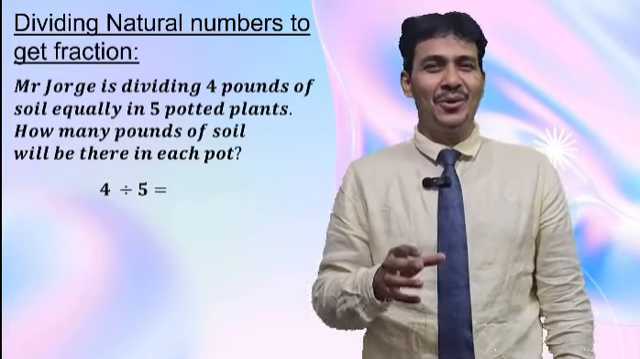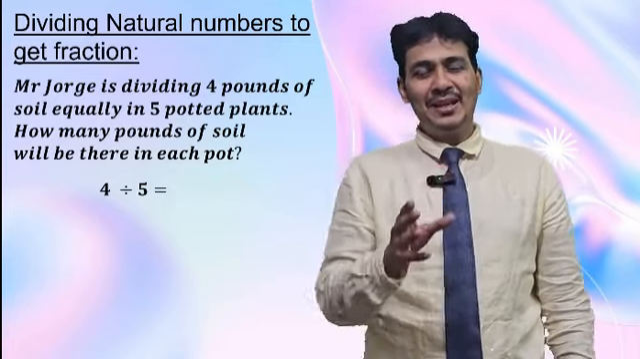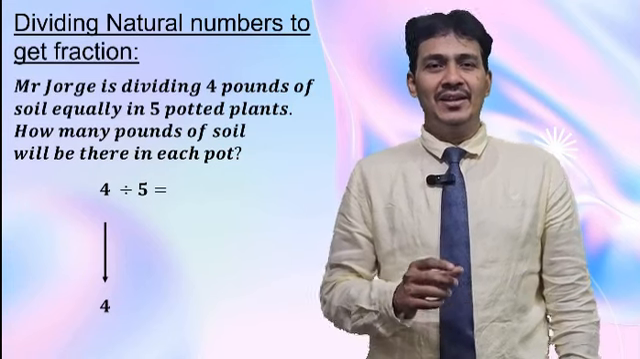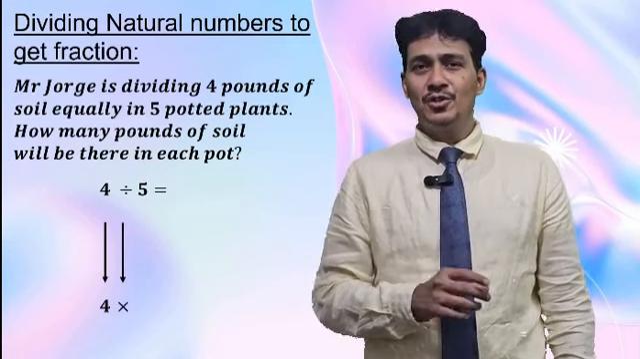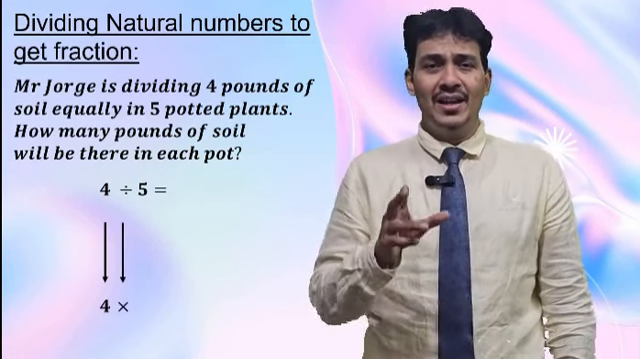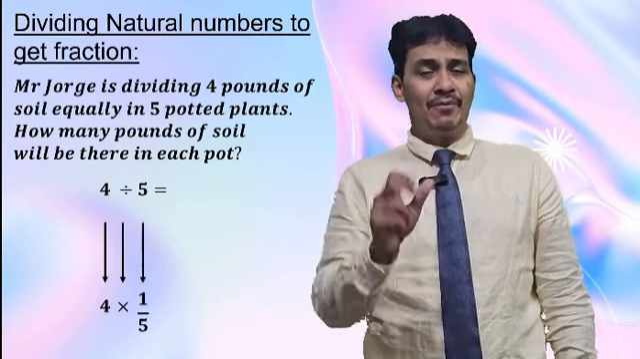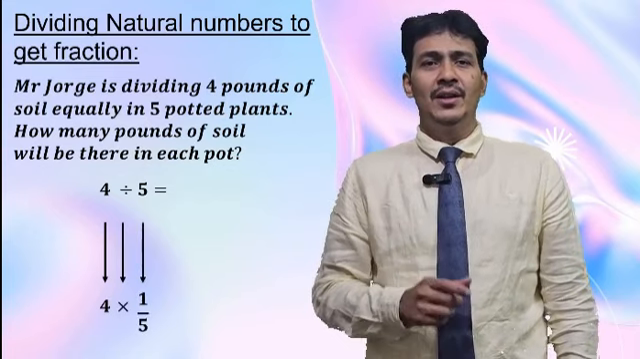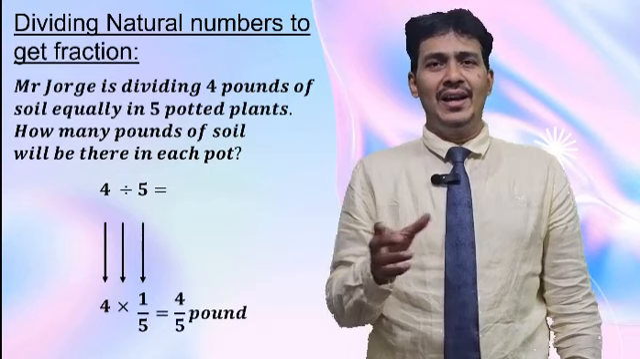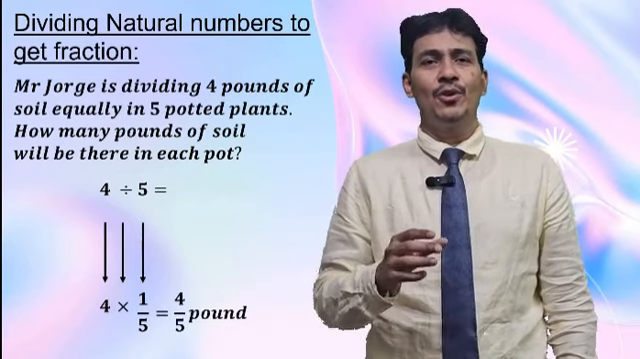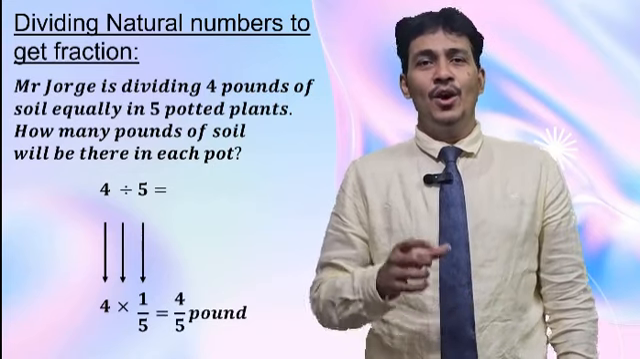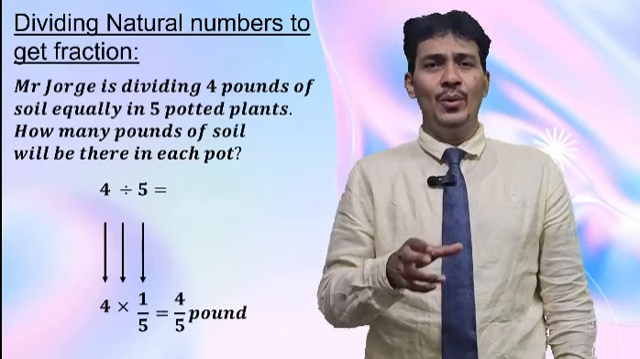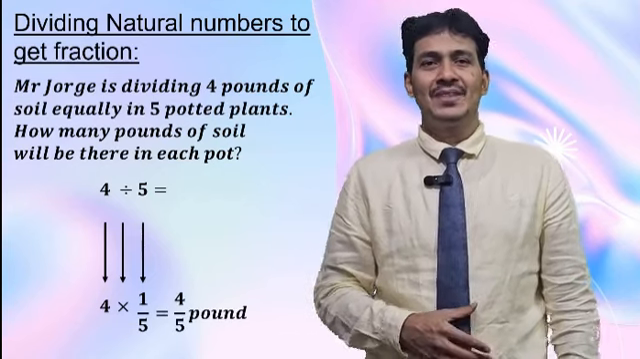You know the answer is 4/5. But just to keep the rhythm on, I will write it as 4, change division to multiplication, and flip the 5 to 1/5. So 4 times 1 is 4, and 5. So the answer is 4/5 pound of soil will go in each pot. Isn't that easy? Cool.